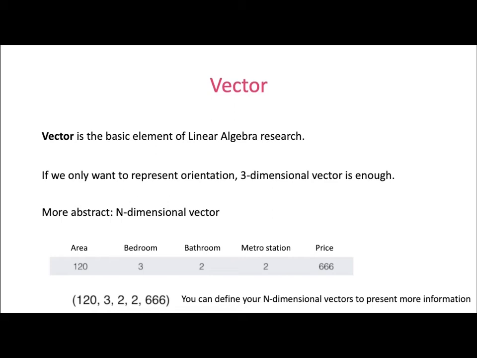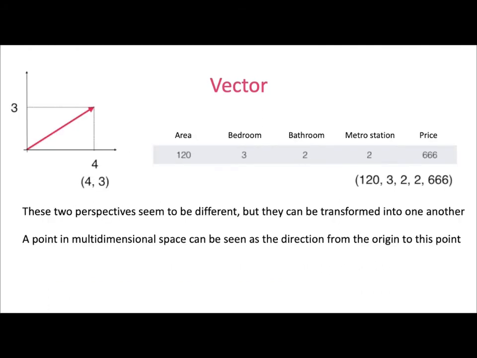Different houses have different numbers, so each house can be represented by such 5 numbers. In other words, we use different 5-dimensional vectors to describe different houses. So this is a 5-dimensional vector. Of course, the meaning of this group of numbers is actually defined by the user.